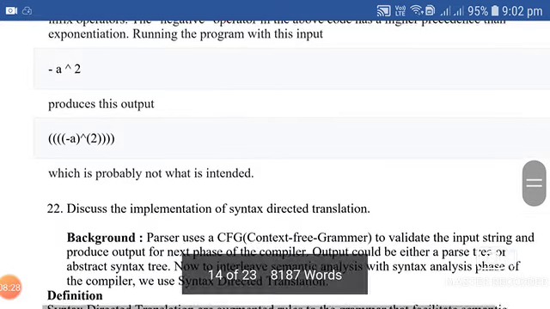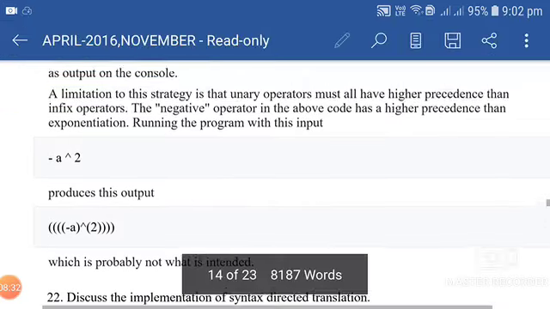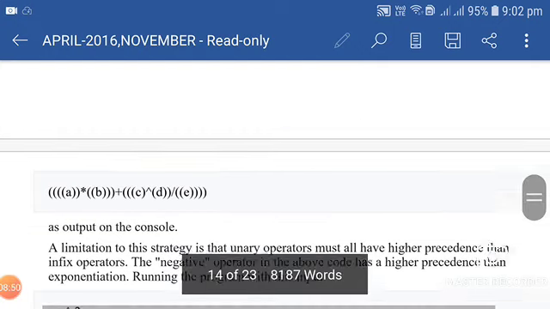This produces an output which is probably not what was intended. A limitation of this strategy is that unary operators must all have higher precedence than infix operators. The negative operator in the above code has a higher precedence than exponentiation. Running the program with this input gives the following output as shown in the figure below.